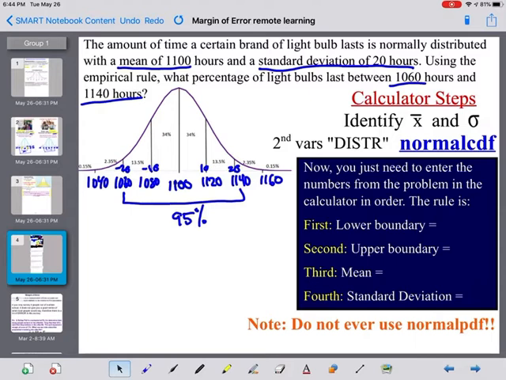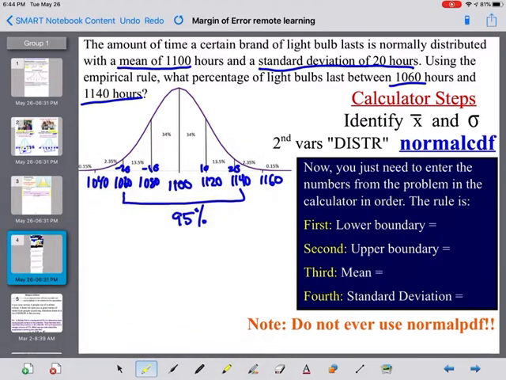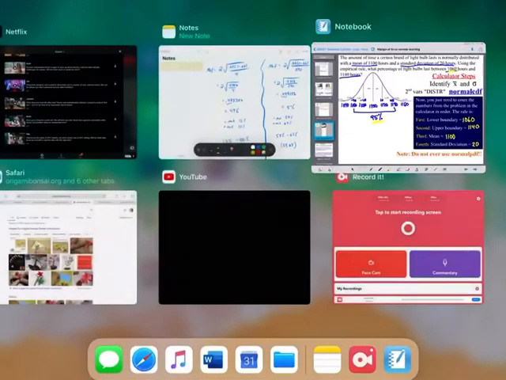Now, you just need to enter the numbers from the problem in the calculator in order. So this is the rule. The rule goes the lower boundary first. So what was the lower number? 1060 was the lower number, so that's my lower number. Upper boundary second, that was 1140. Then the mean, which is 1100, and then the standard deviation, which is 20, and you hit enter, and your calculator will give you the percentage. So write down these steps because you're going to be using this a lot. I'm going to show you in the calculator how to do this.